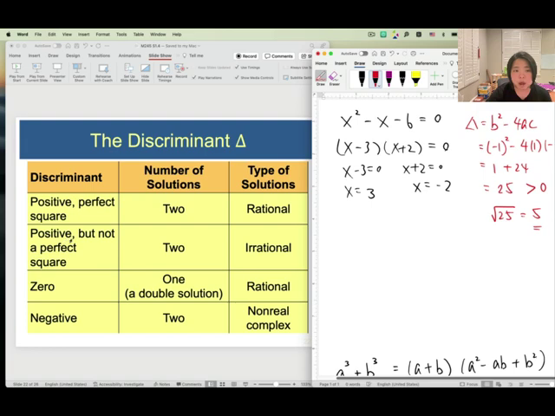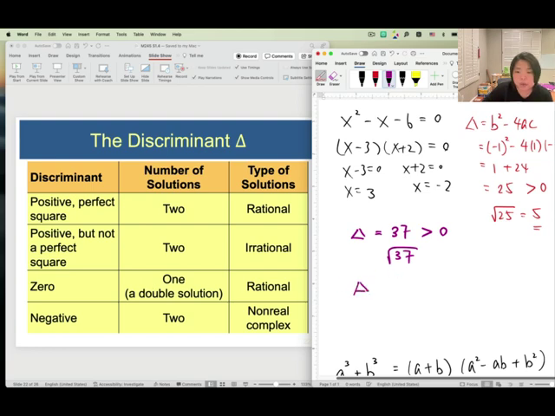Second one: positive but not a perfect square. I'll just make up the numbers and go through the example. If my discriminant is equal to 37, this is positive, greater than 0, but not a perfect square, because the square root of 37 may need a calculator. If this happens, then you have 2 solutions, but the solutions will be irrational. Irrational means you do have a radical here.